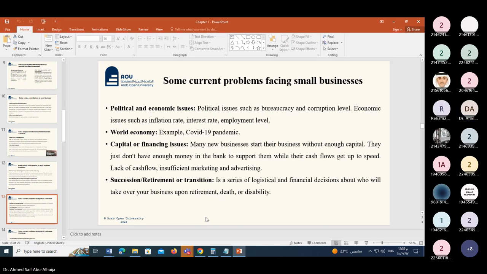So, number three, capital or financing issues. Once you start a business, hopefully you have enough money, guys. It's important, because if you start with little money you can do it and you may succeed, hopefully, inshallah. But the problem is that sometimes, because you don't have enough money, this will affect the products you have, the machines you have, the services you're offering, the people you have, right? So let's face it, it's important to have the capital, the right capital.